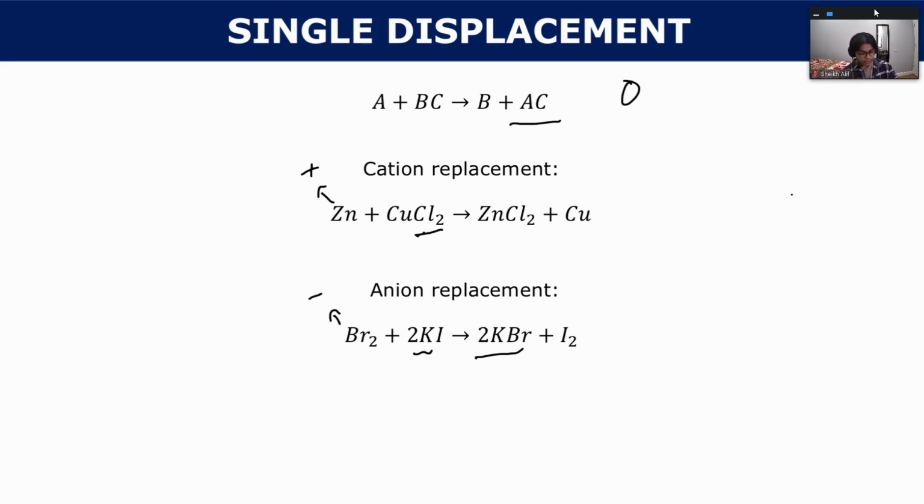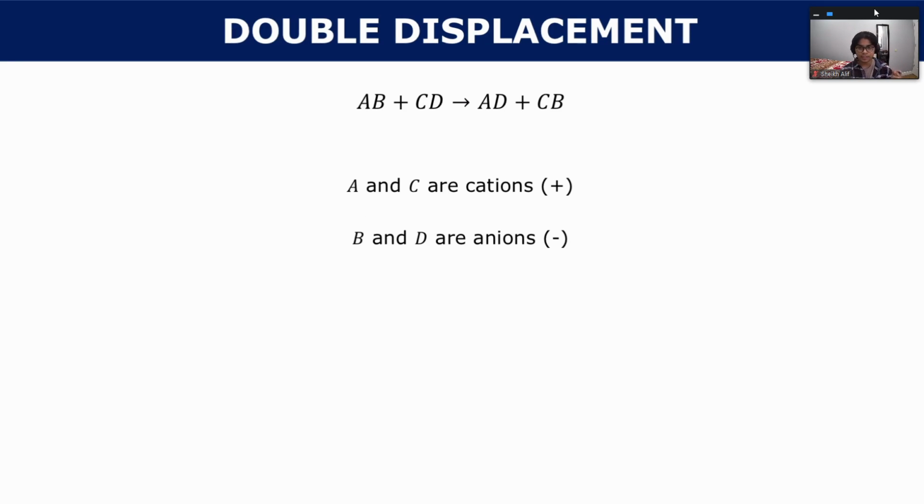You can also see here that when we made the potassium bromide, the bromide went from a 2 subscript here to a 1 subscript here, and that's because potassium has a +1 charge and bromine has a -1 charge. So in order to balance out the charges, you only need one of each. You don't need two, like we have, and that's why you have the balancing of the chemical equations here with the 2. The last type of chemical reaction that we are going to discuss is a double displacement.